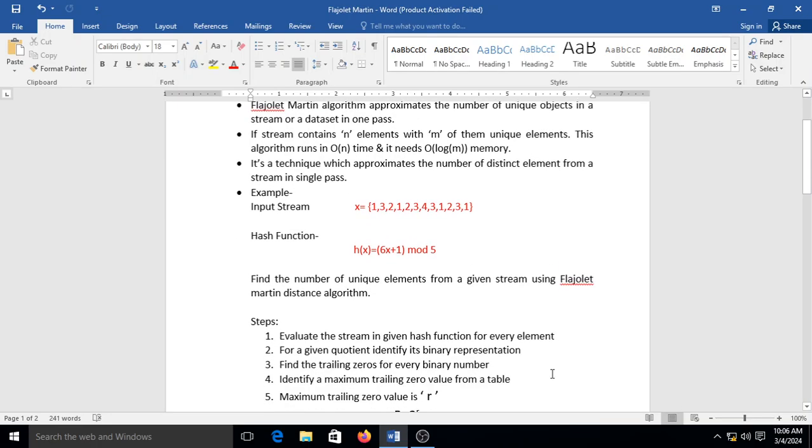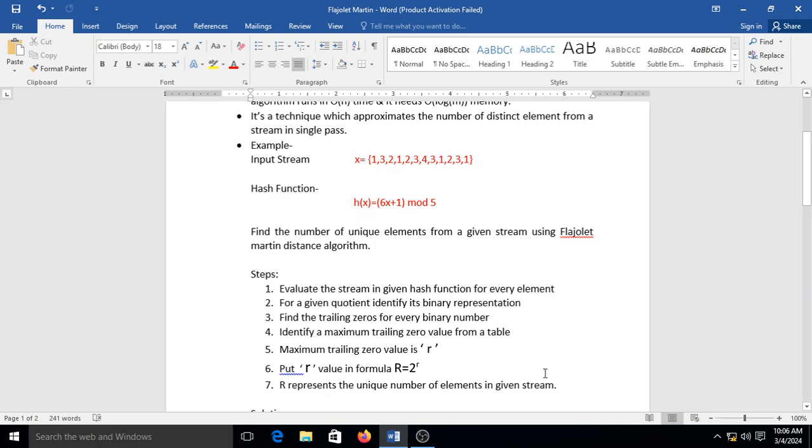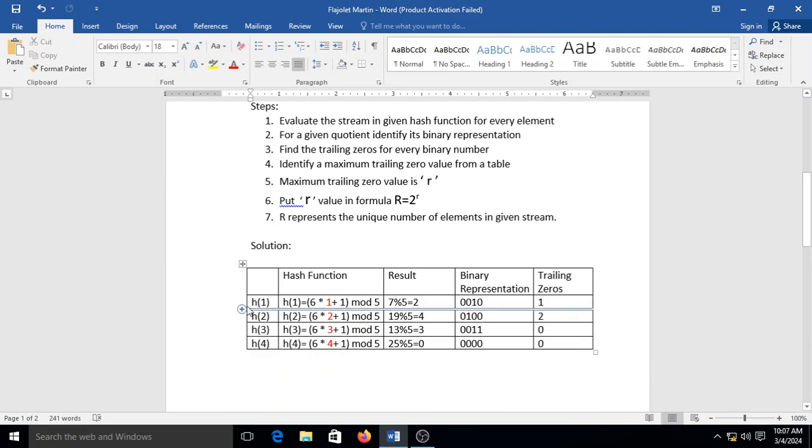So what are the different steps to solve this problem? First, evaluate the hash function for every element in the stream. For each resulting value, identify its binary representation. Then for each binary representation, identify its trailing zeros. Then identify the maximum number of trailing zeros from the table. This maximum represents small r. We put small r in the formula capital R equals 2 raised to r. Finally, capital R represents the number of unique elements in the given stream. This is how we solve the problem.